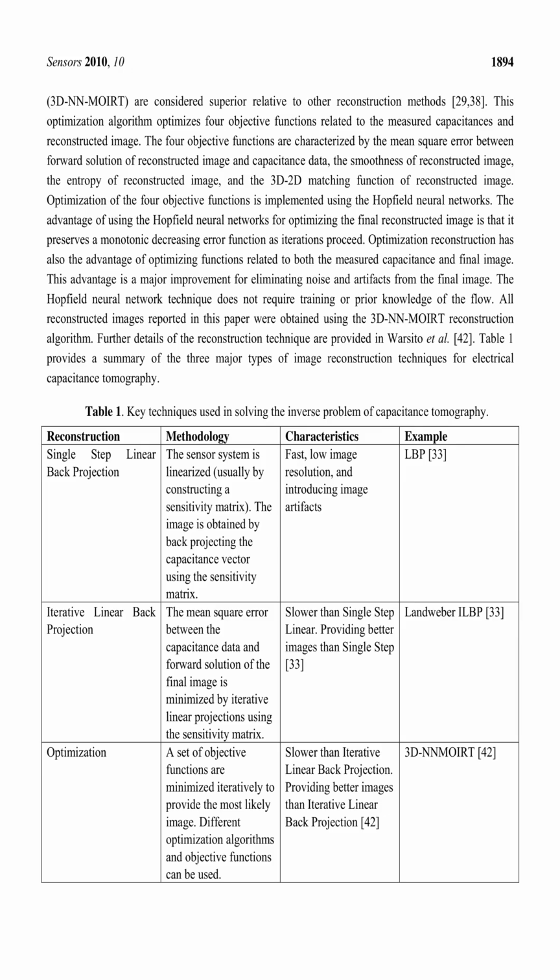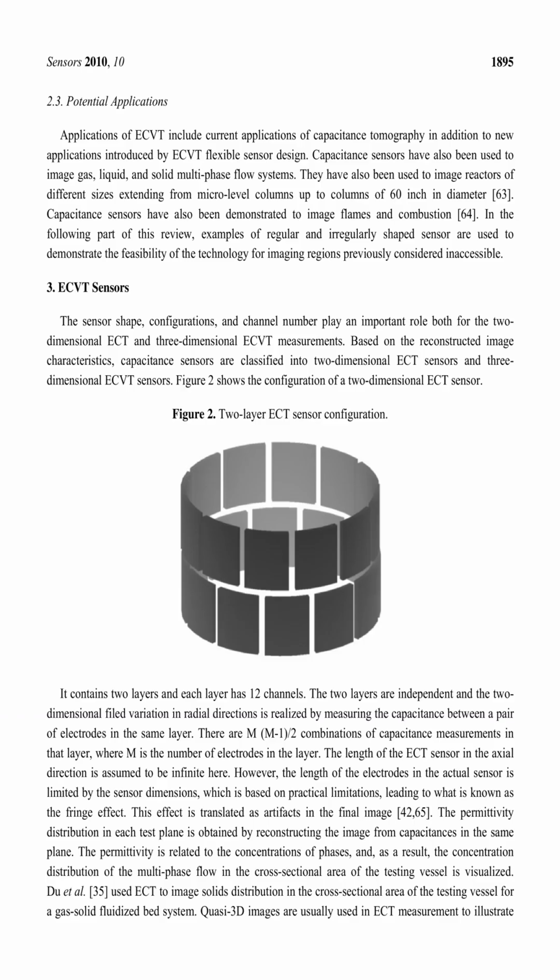LBP. Iterative linear back projection: the mean square error between the capacitance data and forward solution of the final image is minimized by iterative linear projections using the sensitivity matrix. Slower than single-step linear, providing better images than single-step. Landweber, ILBP. Optimization: a set of objective functions are minimized iteratively to provide the most likely image. Different optimization algorithms and objective functions can be used. Slower than iterative linear back projection, providing better images than iterative linear back projection. 3D NN-MoIRT.